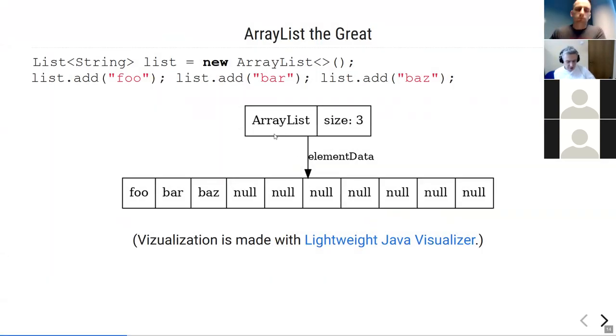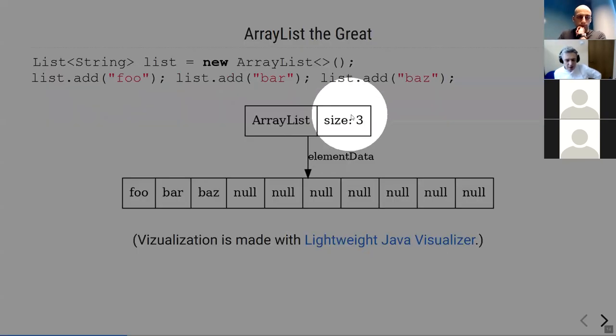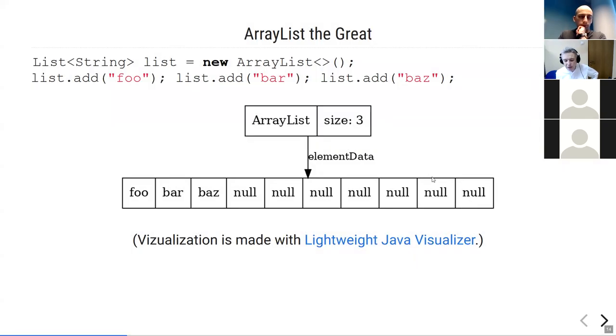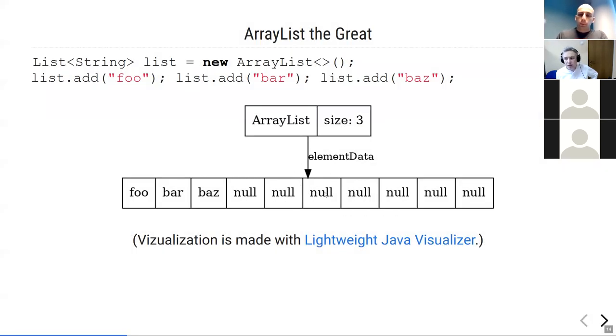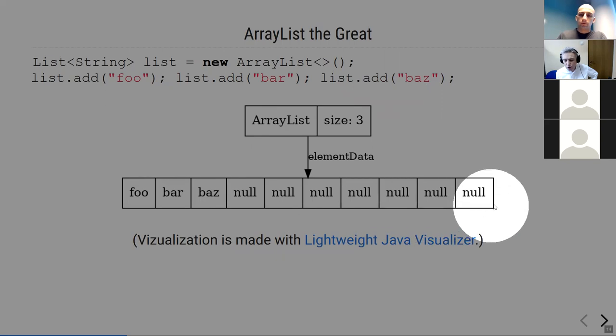and sort of a header object. It holds the size, that we actually have only three elements in this list, and we have an array under the hood. We have just a plain array, and here they are, the three elements of the array list. And we have these null, null, null, null values, and we are using these values for adding new ones. If we add a new element here, it will go instead of this null, and then this null, and then this null. And what happens when we have just filled out all the array?